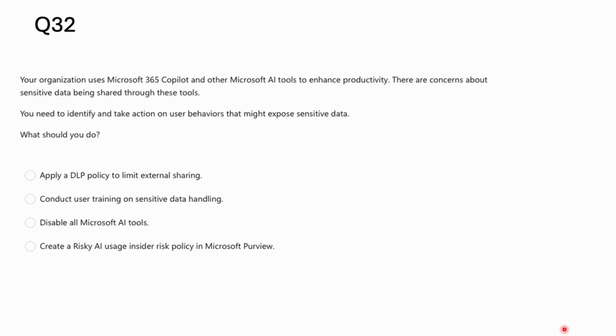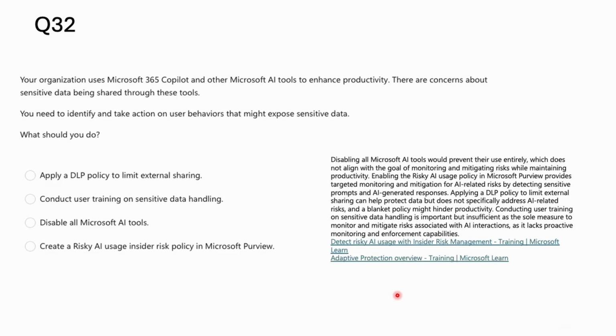So the right answer is going to be what? Create risky AI usage inside the risk policy in Microsoft Purview. If I go and explore the Microsoft reference, it also clearly says disabling all Microsoft AI tools does not align with the goal of monitoring and managing risk while maintaining productivity. That is correct. If you read this, there also you will find that creating risky AI usage inside a risk policy will help you meet the goal. So just explore these references from Microsoft and you will get the right answer. And the right answer, as per our logic, is going to be this.